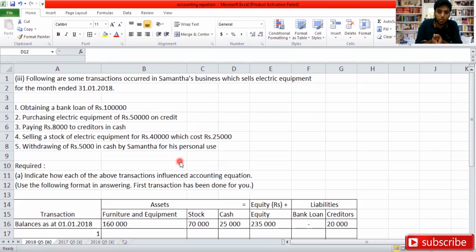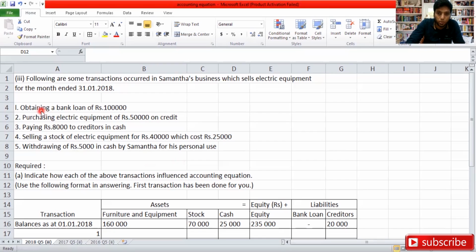And remember, when you're doing this sum, when an asset increases, it is a plus; when an asset decreases, it's a minus. In other terms, when an asset increases, it's a debit; when an asset decreases, it's a credit. In the same way, when capital and liability increase, it's a credit, and when capital and liability decrease, it's a debit. So let's start with the first one.